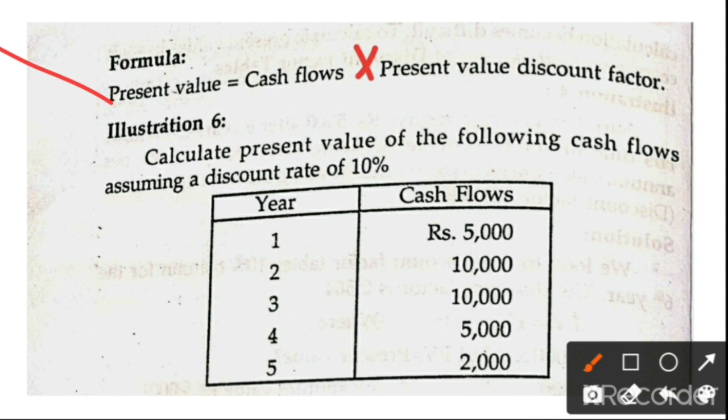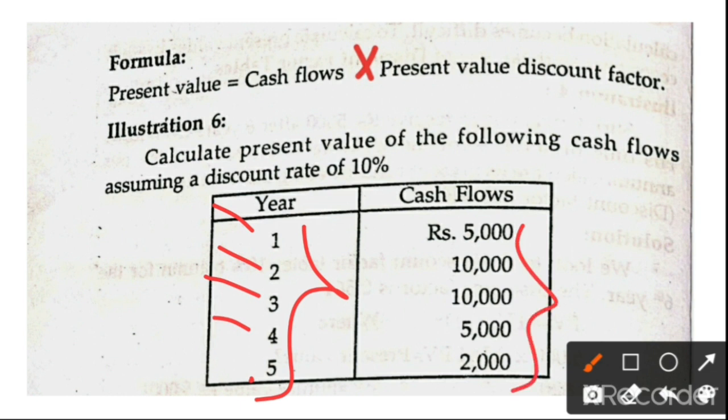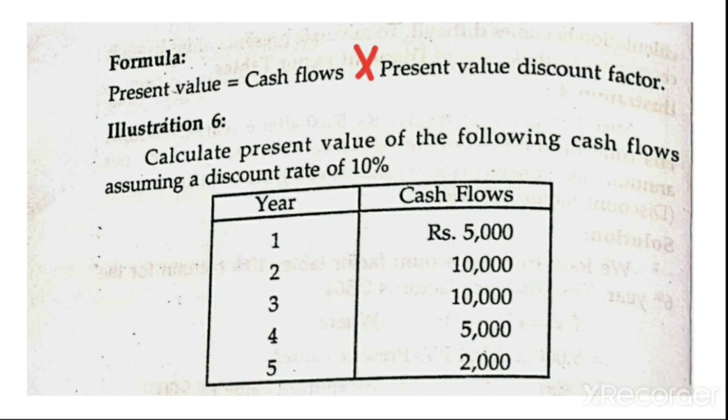Present value is equal to cash flows into present value discounting factor. So in a series problem, very clear, they are given different year information. This is series related information. Series means different year information and different cash flows. So if they are given different years and different cash flows, how are we going to calculate the present value under the series method?